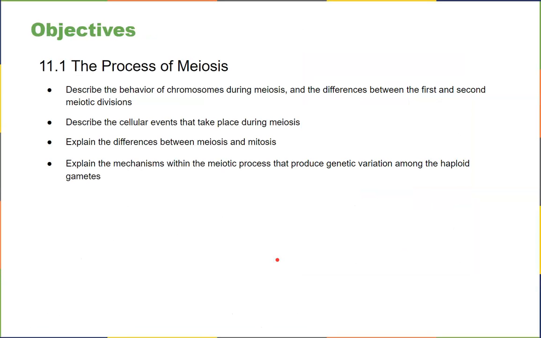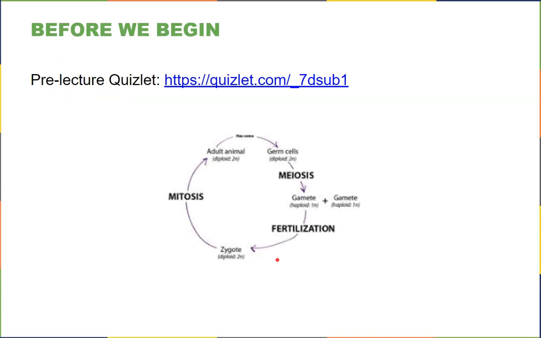All right, so let's get into chapter 11.1, the process of meiosis. We're going to describe the behavior of chromosomes during meiosis and the differences between the first and second divisions. We'll talk about the cellular events, and we'll explain the difference between mitosis and meiosis. And we'll talk about how genetic variation can come about during meiosis, which is very important.